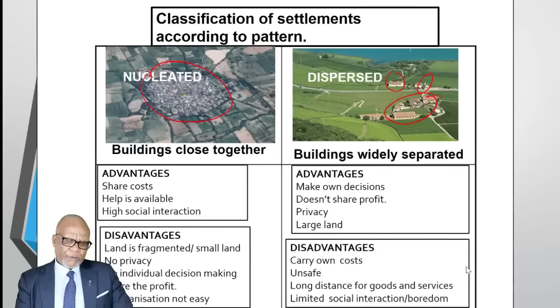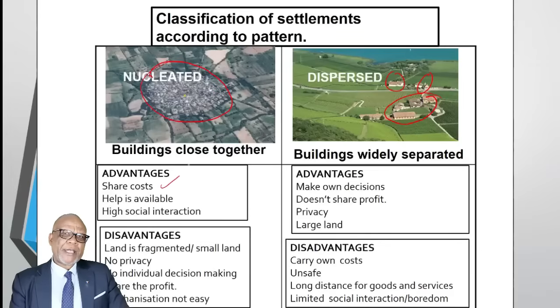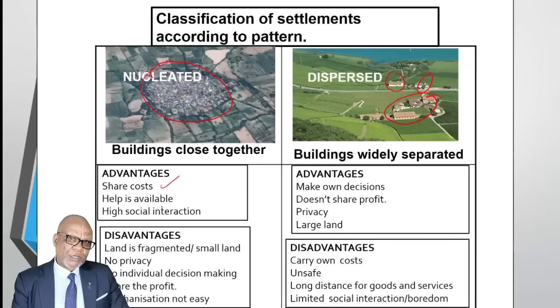Now, what do we have? We have nucleated pattern, we have dispersed pattern. Both have got advantages and disadvantages. Now, what are the advantages of being closer to your neighbor? Number one, in these rural settlements, the people that live here can share the cost. Suppose they want to buy a machine for farming, they can say, let's contribute this much, and they buy a machine. Again, because we are closer to a neighbor, the help is always available.